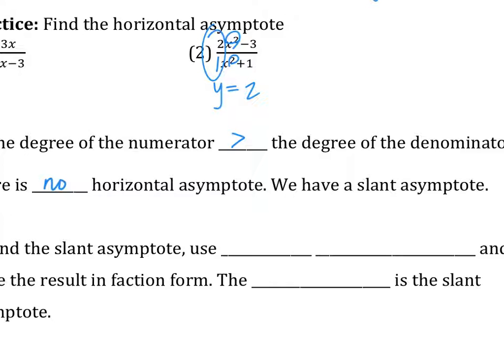To find the slant asymptote, we use the long division method. And we're going to write it in fraction form. The quotient part is the slant asymptote. So when the degree on the top is bigger, then we have to do long division. The quotient is the slant asymptote.